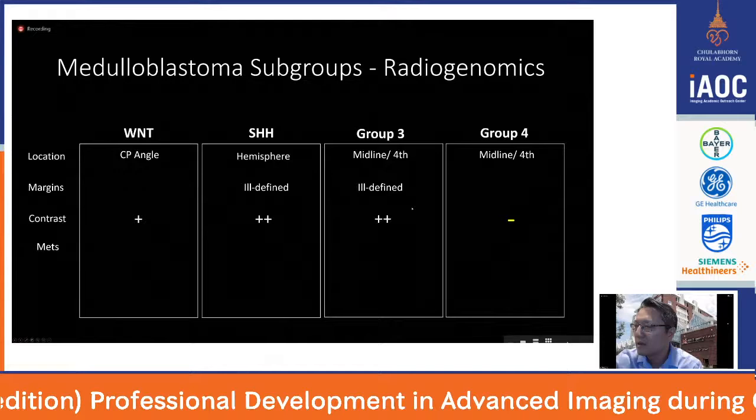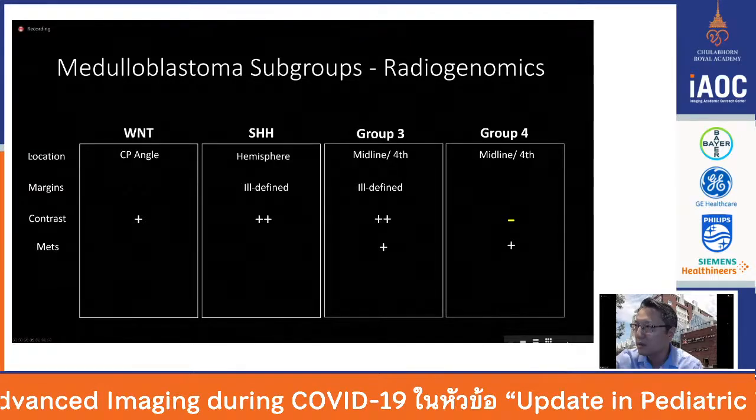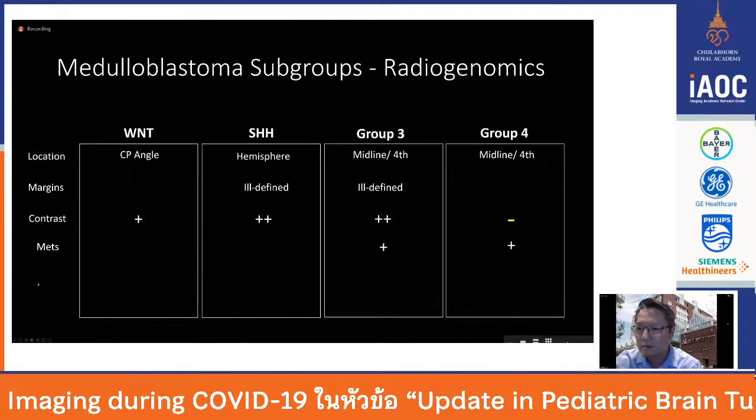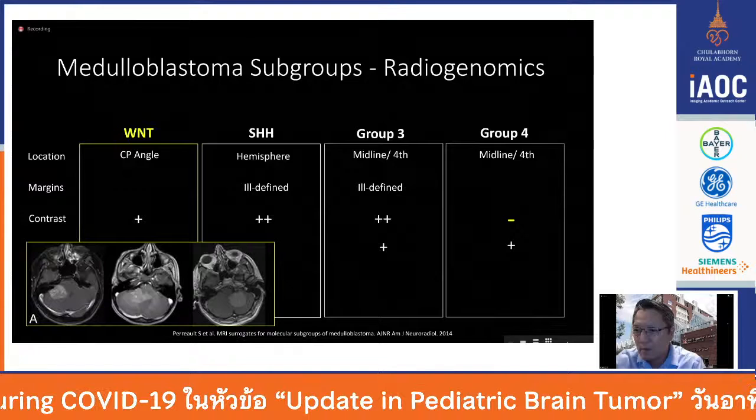And then finally, metastasis can occur with all of these. However, it is more commonly seen in Group 3 and Group 4. So these are very specific things that you want to look for as you're dealing with a medulloblastoma. So here's the paper by Perot et al. We can see these are the examples that they had for the WNT medulloblastoma in the CP angle.